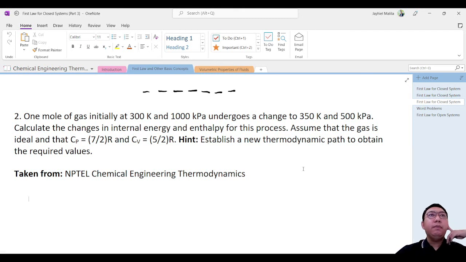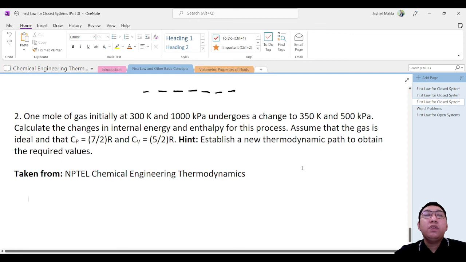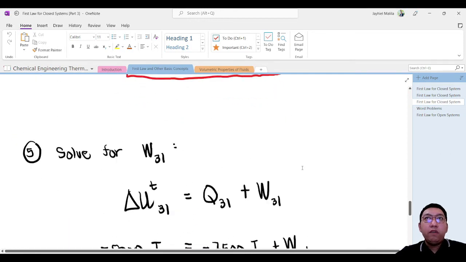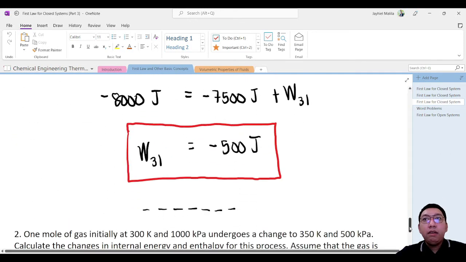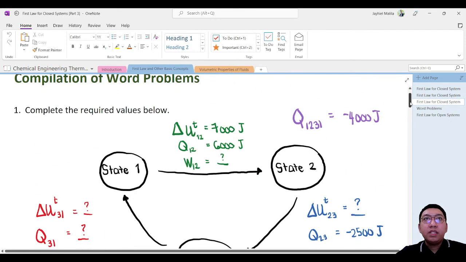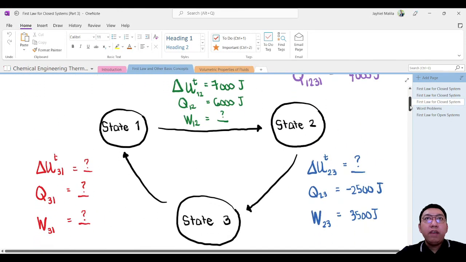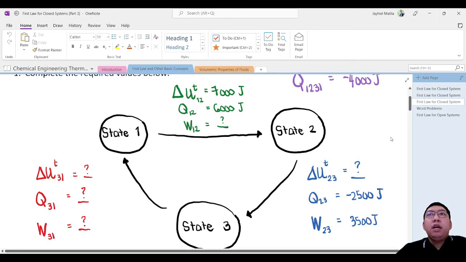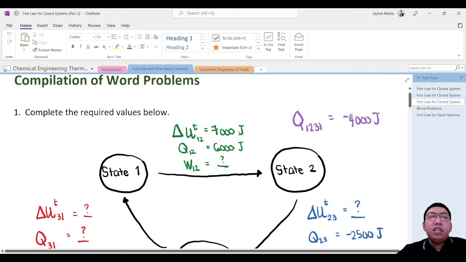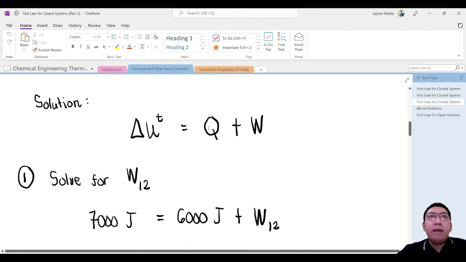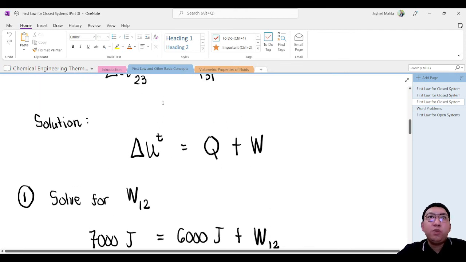For today's video, we will be discussing another word problem that will help us understand the topic on first law for closed systems. This video is actually a continuation of the previous video, where I discussed a very simple word problem to demonstrate the equation for the first law of thermodynamics for closed systems, which is this one.